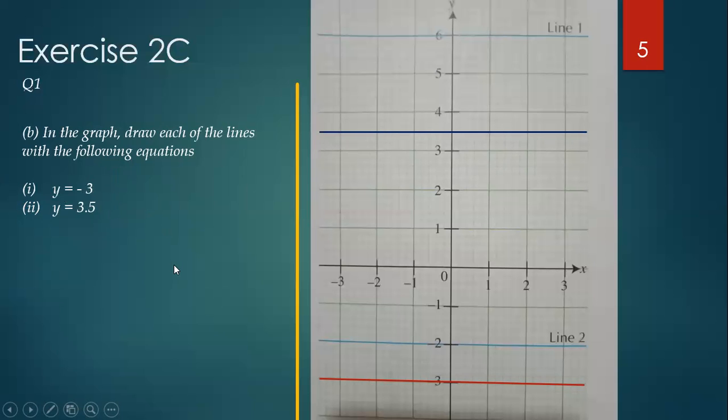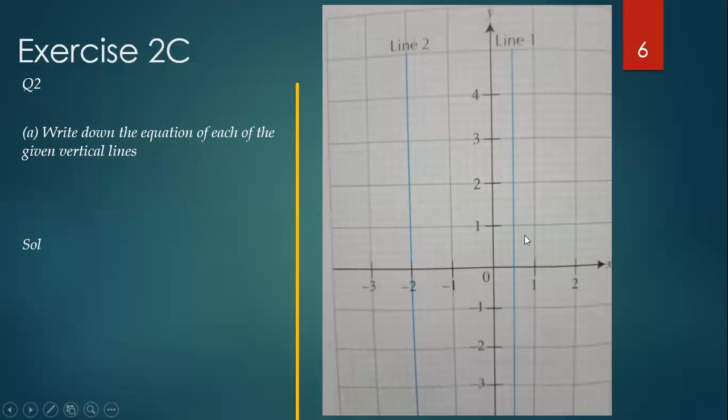Let's see the second question. Here we have another graph. So we have to write the equation of line 1 and line 2. Now you see that line 1 is a vertical line and line 2 is also a vertical line. And if the line is vertical, the equation will start with x. So where is it meeting? What is the intersection point here of line 1? It is half or 0.5.